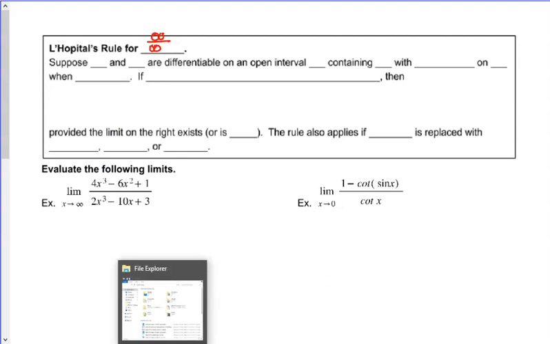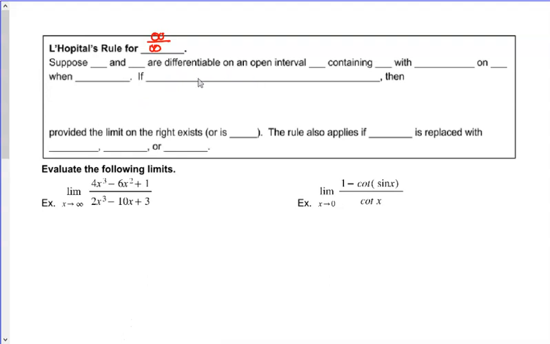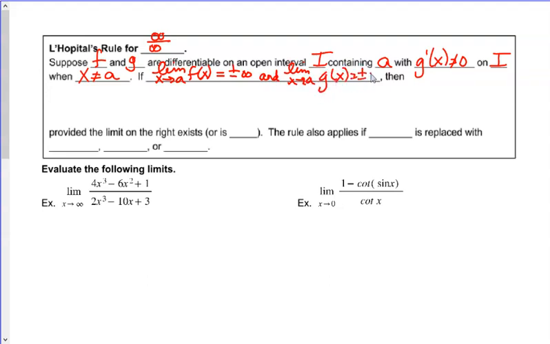And this is going to look very similar, except for this piece right here. So suppose that f and g are differentiable on an open interval I containing a with g prime of x not equal to 0 on our interval I when x is not equal to a. Remember, we're just approaching that a when we're talking limits. We're not equal to. So the limit as x approaches a of f of x can equal plus or minus infinity, and the limit as x approaches a of g of x can be plus or minus infinity.